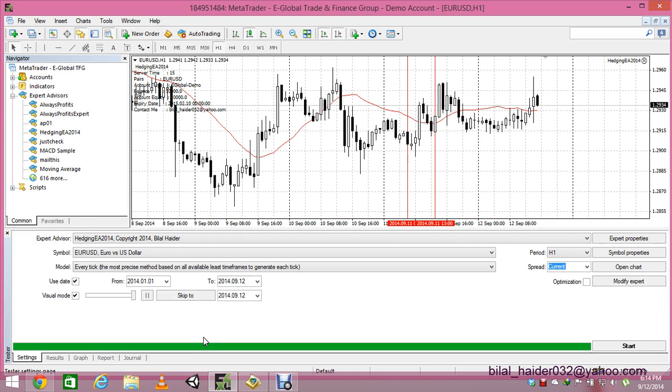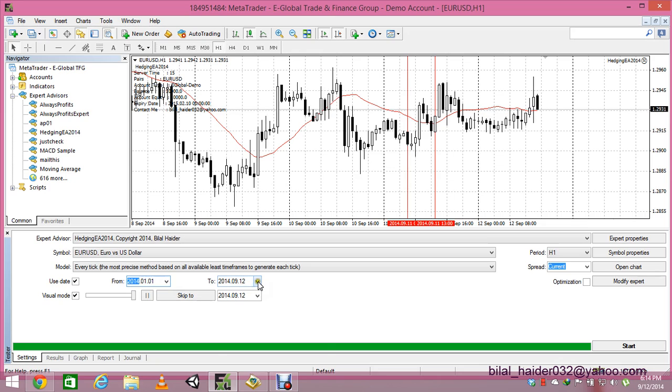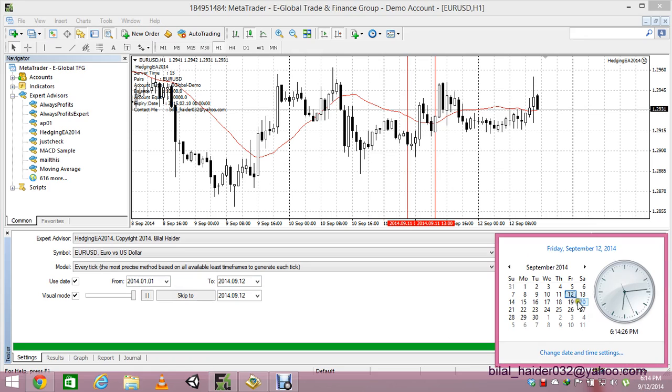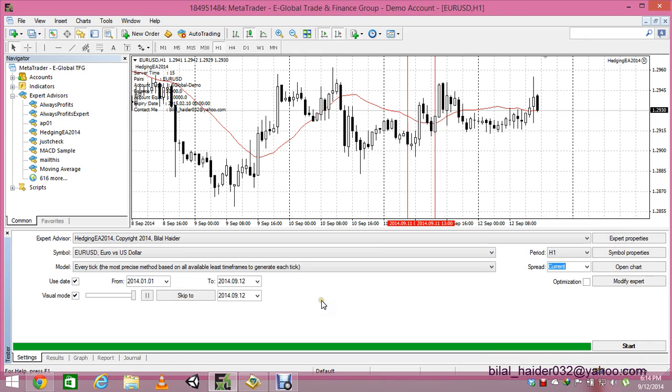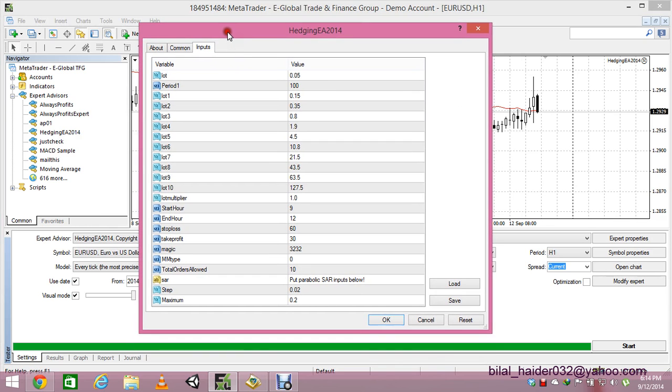Then I will test it with my strategy tester in here, between these two dates: 1st of January until 12th of September. So this year. As you can see, today is 12th of September, so I am testing it in this year's time. Before I actually test it, let me drag it onto my chart and show you what its inputs are and how you use them.